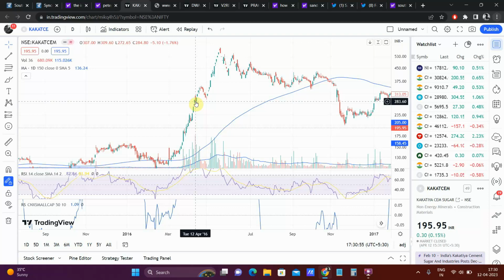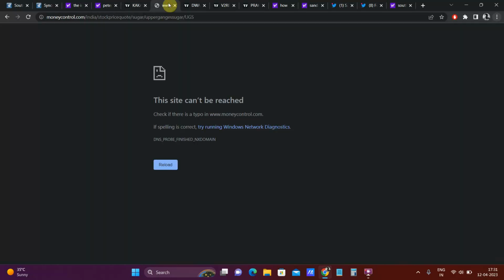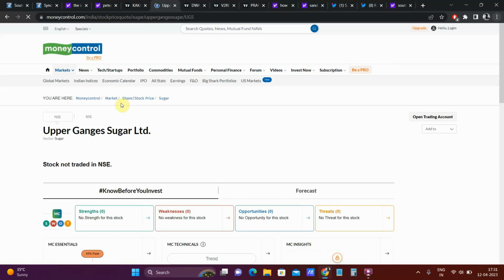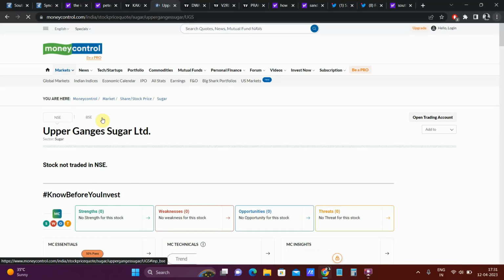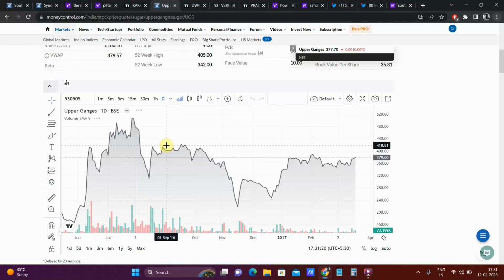Right. So this was my first stock, and after this one, once I booked it, in June around 520 thereabouts, what happened was I took out my principal amount, right? And the profits that I had made, because I was not sure what I was doing, that particular money, I bet on Upper Ganges.